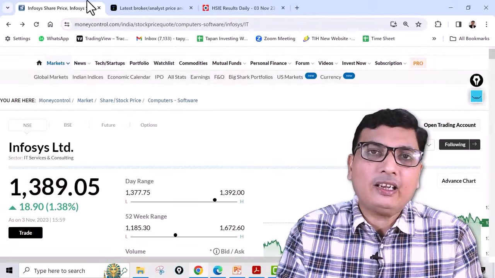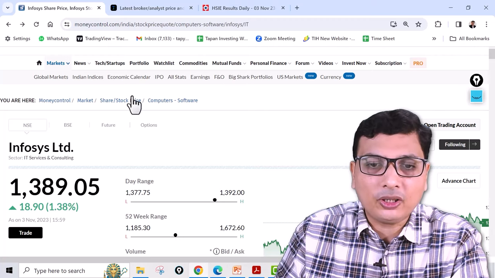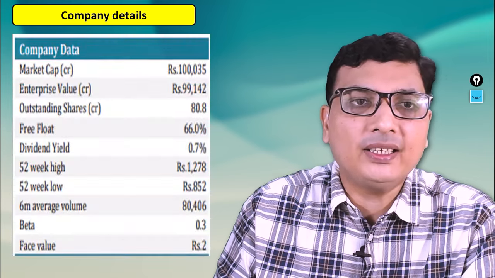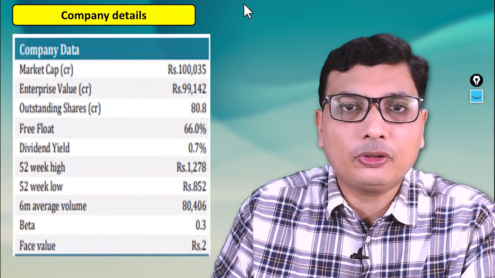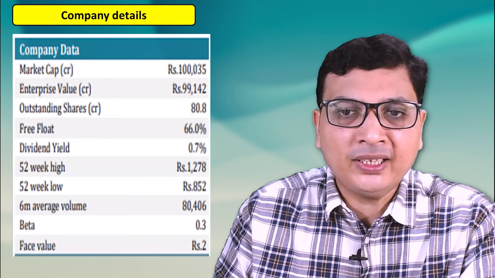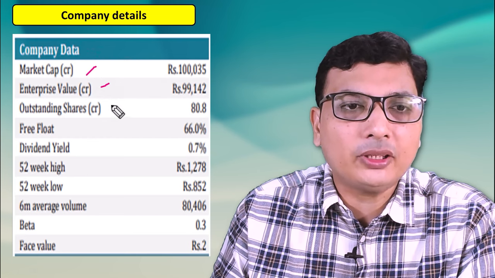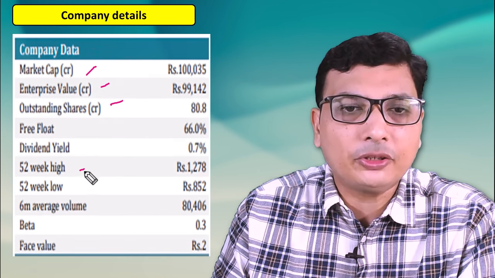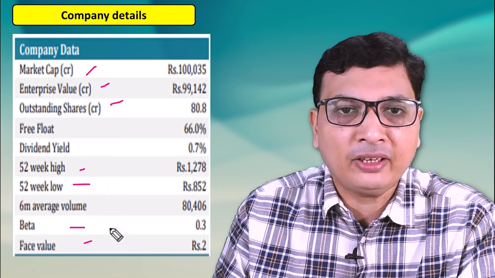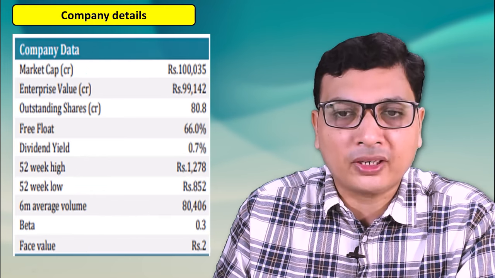Now let me tell you about all the components which you have to see in the research reports. For that, let me show you. First and foremost, there will be company details. In the research report, almost on the front page only, you can see this type of company details available: market cap, enterprise value, outstanding shares, 52 week high, low, beta, everything is given here. So it will give you a complete overview of a company.